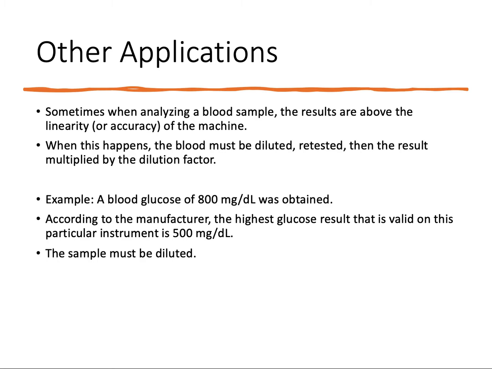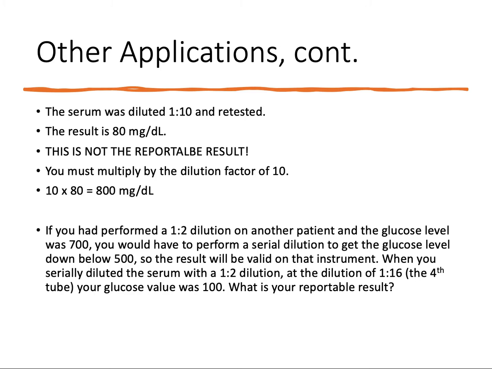So for example, you have a blood glucose of 800. According to the manufacturer of your instrument, the highest glucose result that can be valid on that instrument is 500. So you're above where your answer can be valid. So now you have to dilute the sample. So this serum was diluted with a 1 to 10 dilution and retested, and now you got your result with the dilution, which was 80.